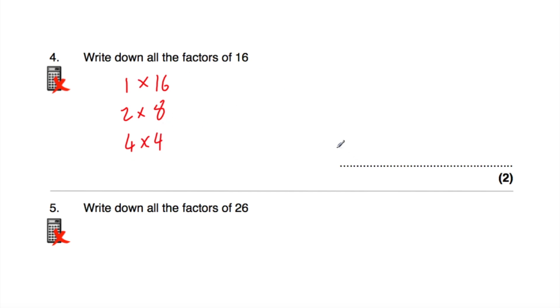So the factors of 16 will be 1, and I like to put these in order, 1, 2, 4, 8 and 16. So they're the factors of 16.